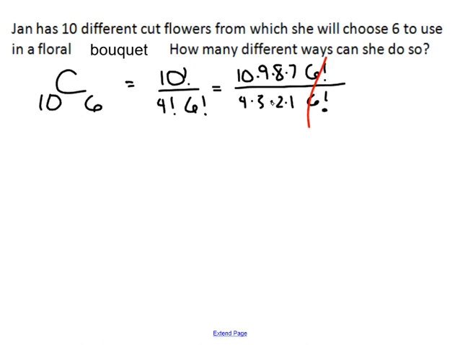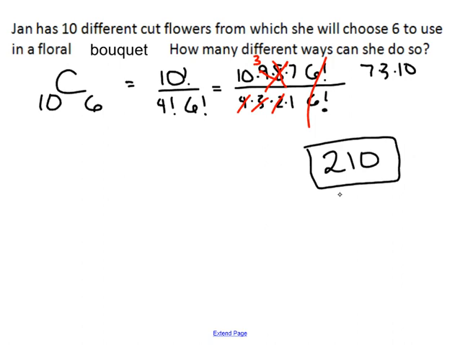All right. 4 times 2 is 8. So I'll cancel that with the 8. And now I have 3 goes into 9 3 times. So up top, the only thing that I have left now is a 7, a 3, and a 10. Of course, you can put them in any order because of the commutative property of multiplication. 3 times 7 is 21, times 10 is 210. Notice there is no denominator. So there's 210 possible ways that you could make these bouquets if you have 10 different flowers to choose from and you're going to pick 6 of them.